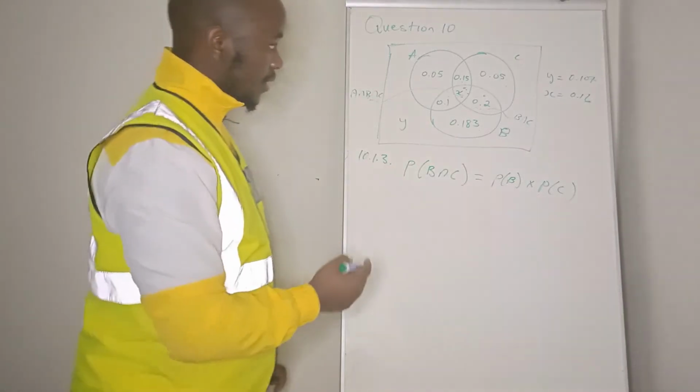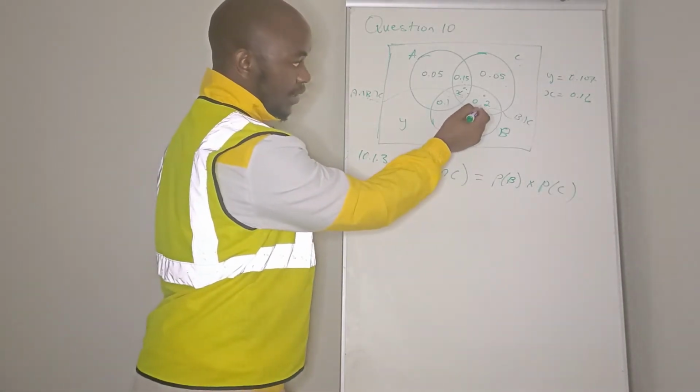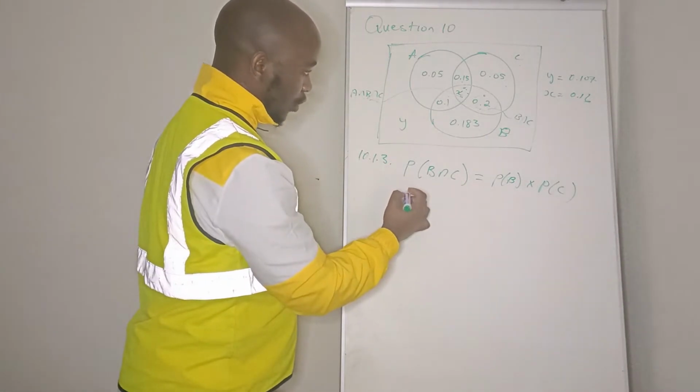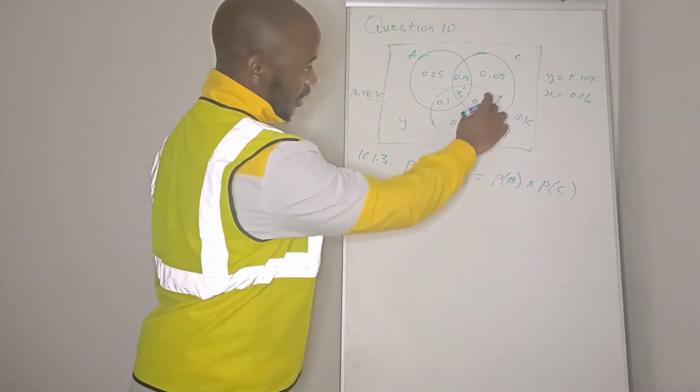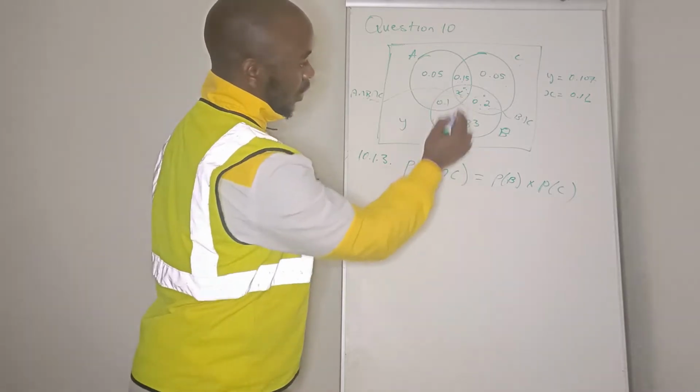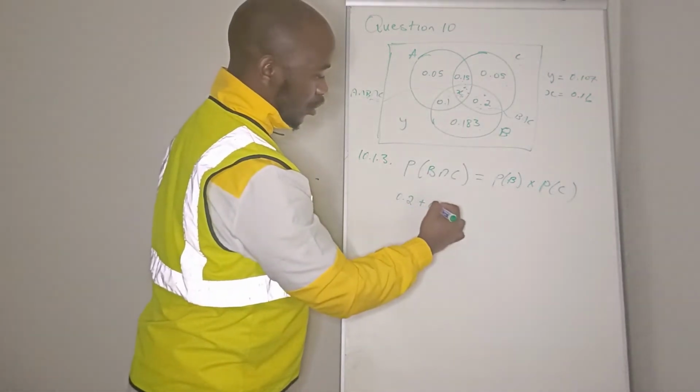So what is the value? We add this and this. So that is going to be 0.2, which is B and C in there. We add it to this one. And what is the answer for that one? It's 0.16.